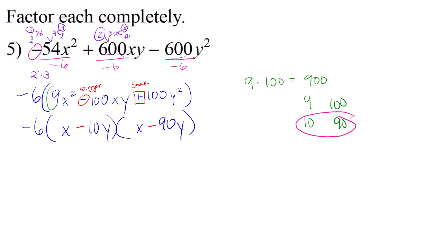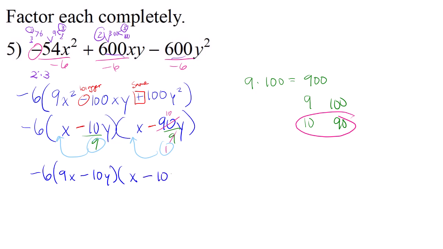Okay, then we take that value in front, the a term, and we divide it here and divide it here. We can reduce. 90 divided by 9 is 10 over 1. This one can't reduce, 10 over 9. And so now we bring our reduced denominators to the front, and we get negative 6 times 9x minus 10y times x minus 10y. All right, and there we go.